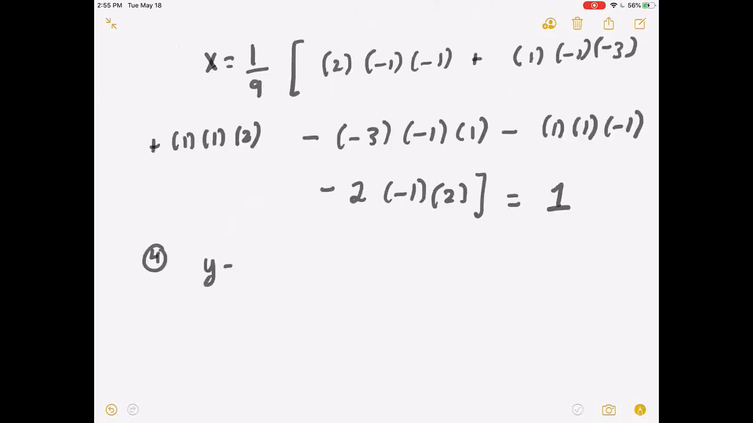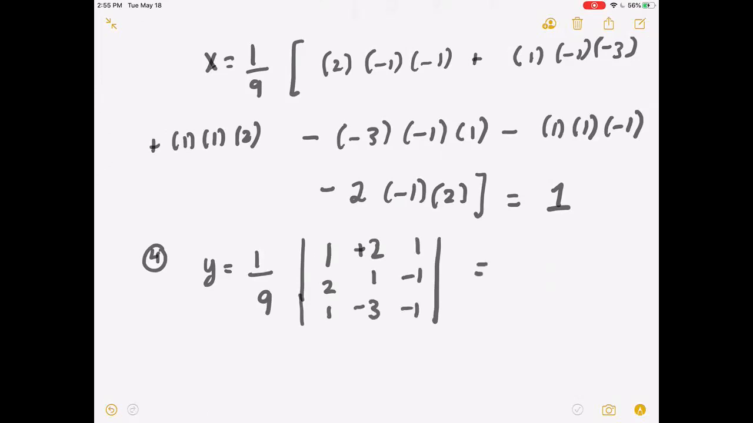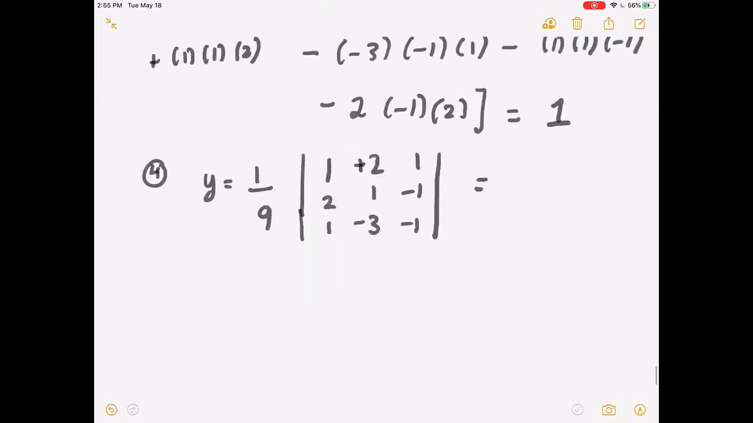For y, again, I have 1 over the determinant of the coefficient matrix. And then what's in the numerator is the determinant of the coefficient matrix, but you replace the second column by B1, B2, B3. So in fact, in this case, you're going to have 1, 2, 1, minus plus 2, 1, minus 3, 1, minus 1, minus 1. That's the determinant you need to evaluate using your high school rule.